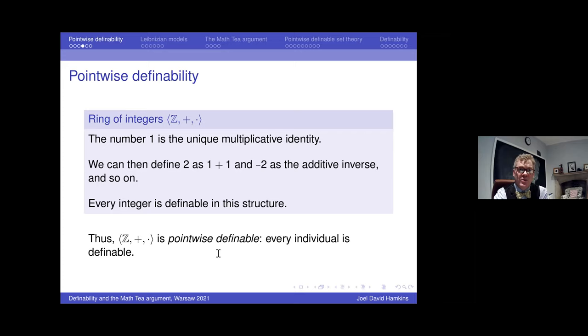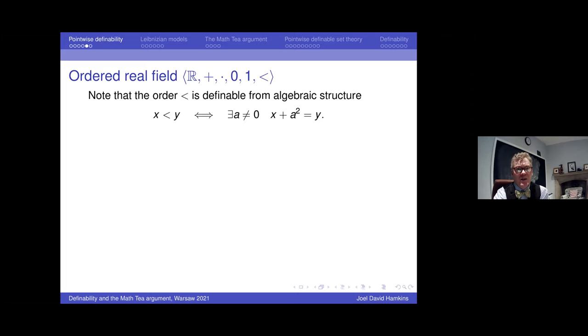Well, if we think about the real field, the ordered real field, so we have the real numbers with plus and times and the order structure there. Of course, we don't need the order structure. It's definable algebraically from the algebraic structure because x is less than y just in case if I add a non-zero square to x, I get y. And so I never really need this less than. I can do it all just in the ring, in the field structure, in the algebraic structure.